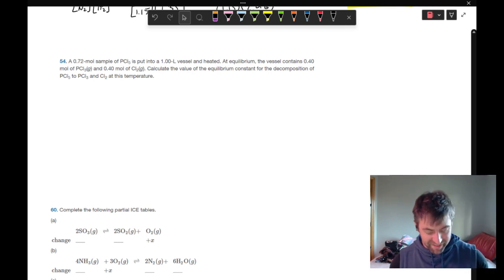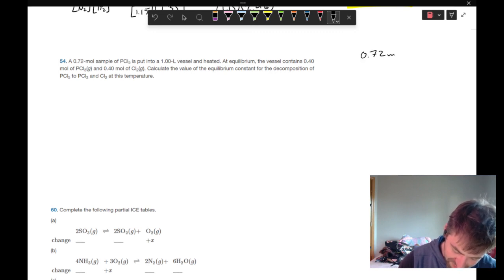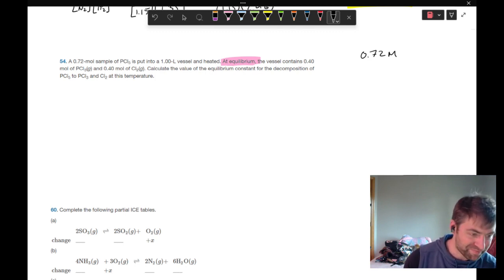Moving on. A 0.72 mole sample of PCl5 is put into a 1 liter vessel and heated. Cool. So we have a starting concentration of PCl5 of 0.72 molar, or moles per liter. Awesome. At equilibrium, the vessel contains 0.4 moles of PCl3 and 0.4 moles of chlorine. Calculate the value of the equilibrium constant for the decomposition of PCl5 to PCl3 and Cl2 at this temperature. Same stuff. We're not given a balanced equation, so that might be a good place to start, actually.